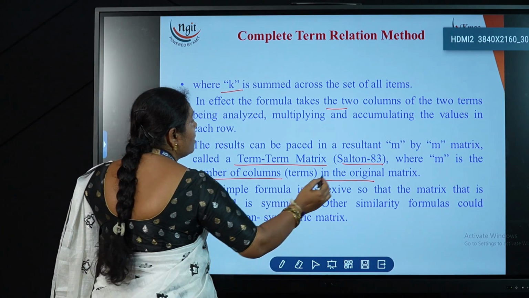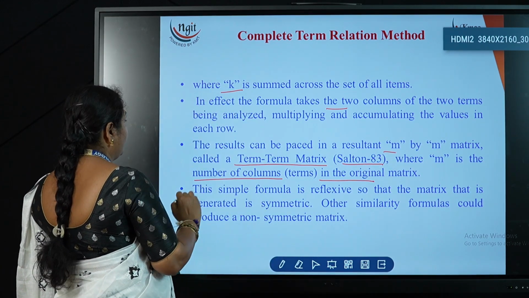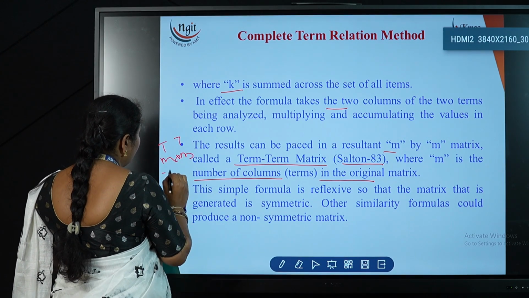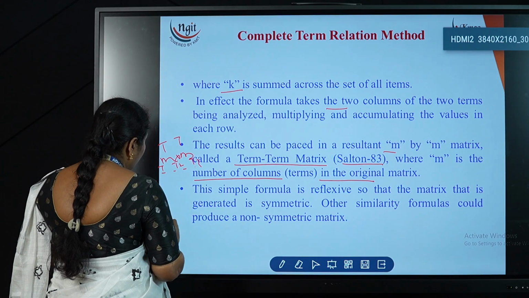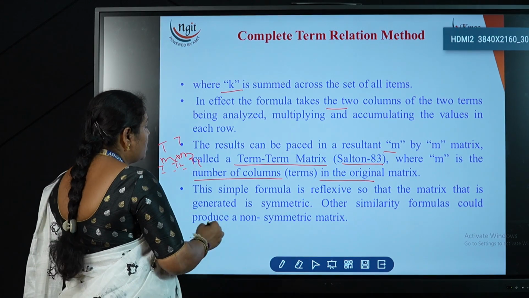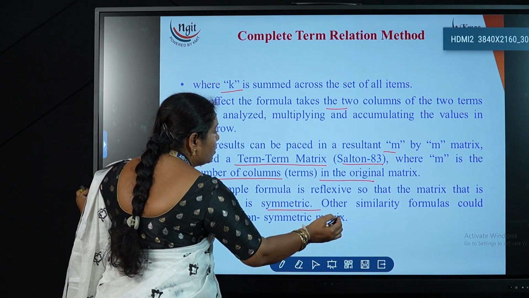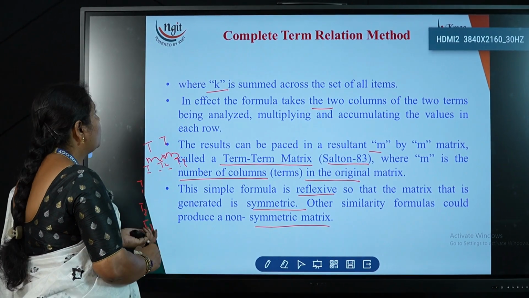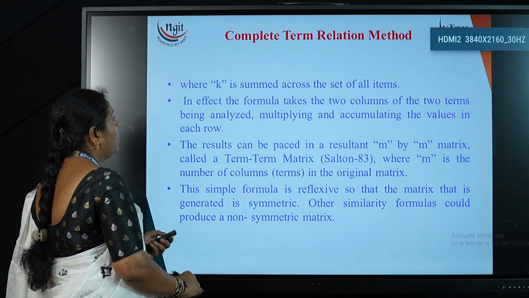Okay, it is represented as an M by M matrix. So how many terms are you checking with how many items? So this will be M cross M. So this will be term and this will be term. All the terms T1, T2, T3, T1, T2, T3, and so on. So this will be generated using the previous formula, and you can also use a reflexive property and create the symmetric matrix. So this is the method for calculating the similarity.